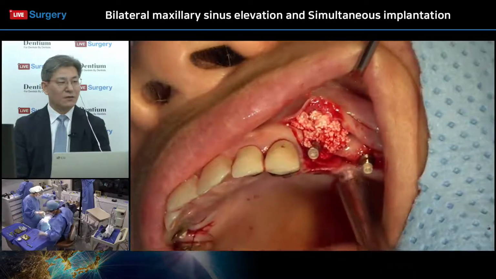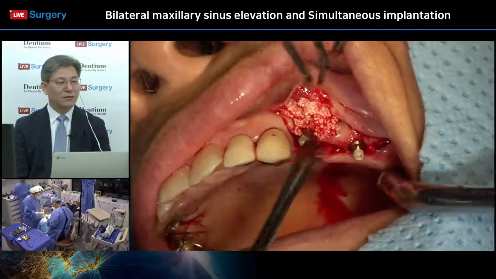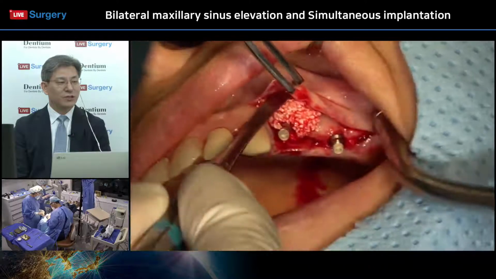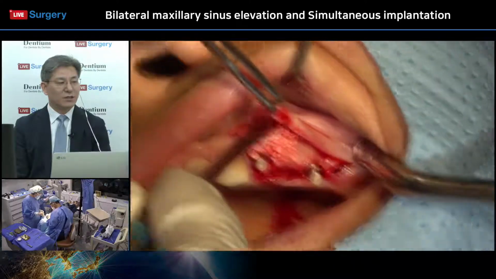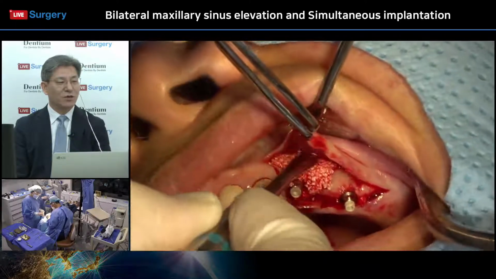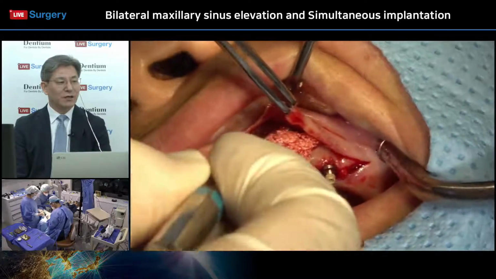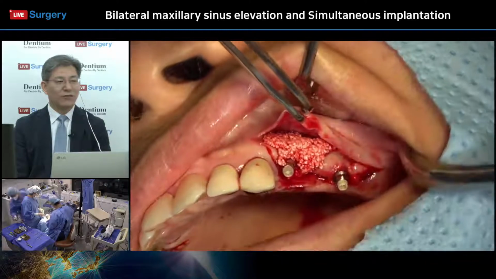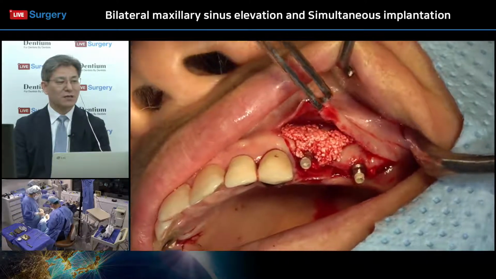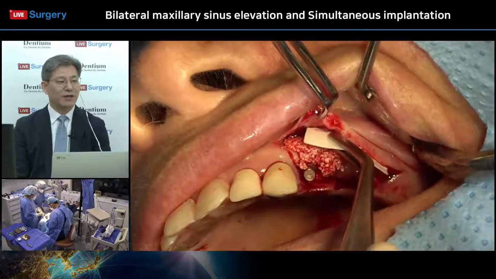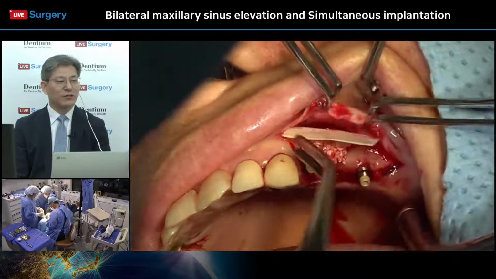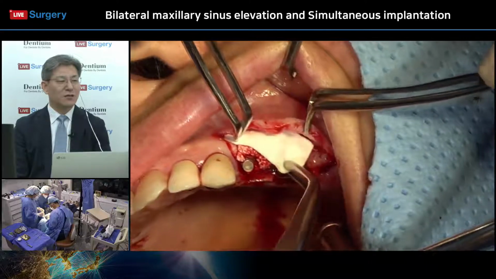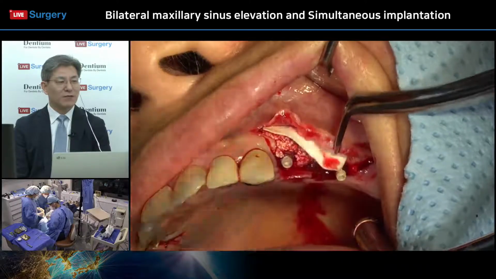Okay, the collagen membrane is applied on the parallel area and the graft materials are put between the host bone and the collagen membrane. In this kind of situation, this kind of graft material is very useful and easier to manipulate. This one is the bigger collagen membrane.